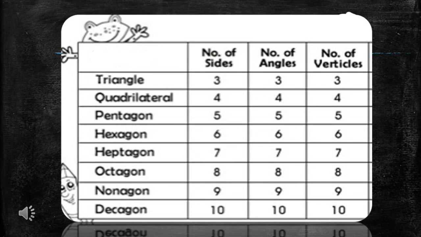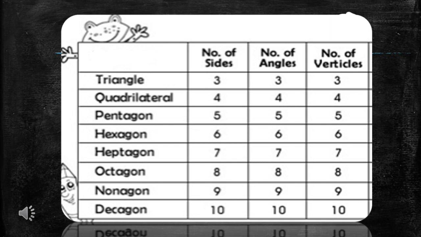Now, you can see a table showing the geometrical figures corresponding to the number of sides and angles. First one, a triangle with the number of sides 3, number of angles 3, number of vertices 3. Quadrilateral, number of sides 4, number of angles 4, number of vertices 4. Pentagon with the number of sides 5, number of angles 5, number of vertices 5. Hexagon, number of sides 6, number of angles 6, number of vertices 6. Heptagon with the number of sides 7, number of angles 7, number of vertices 7.